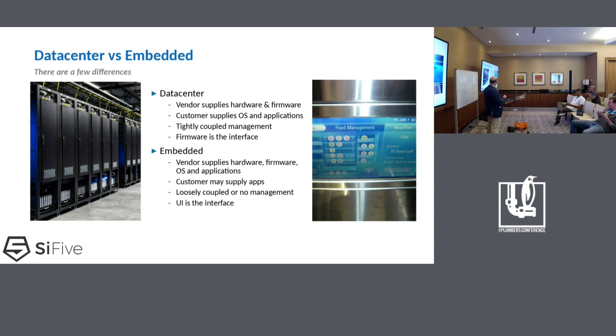I don't know. So in the data center, what does the vendor supply? The hardware vendor supplies the hardware and the firmware, and that is it. That's all you get to supply. HPE builds a machine, and the only software that HPE ships is the firmware. And above that, the customer supplies everything, right?